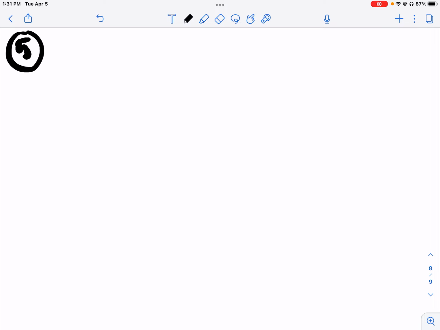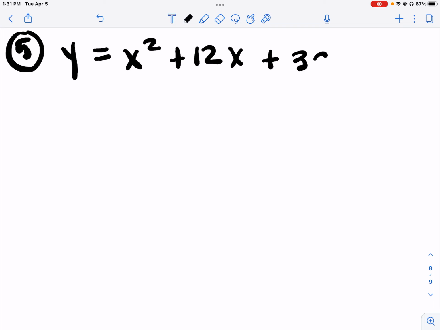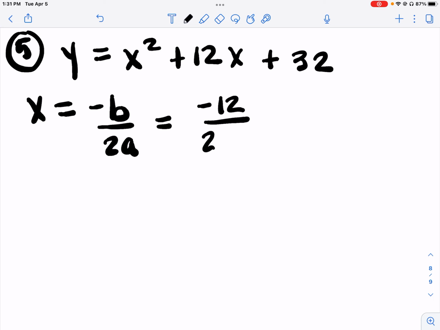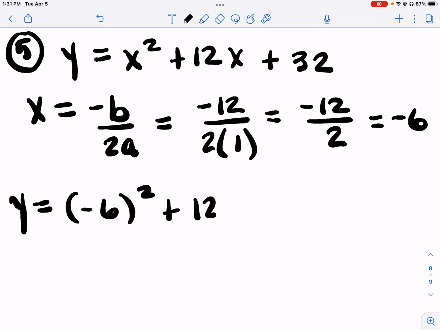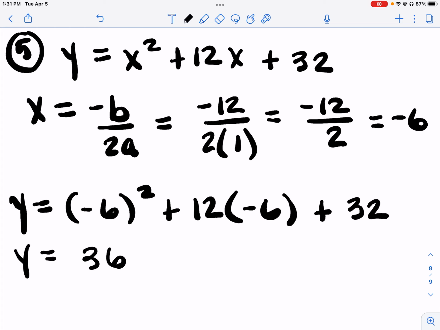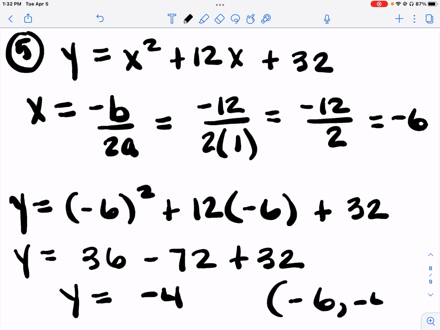Number 5, graph a parabola. Okay, remember that f of x is the same thing as y, so that's y equals. Okay, I'm going to find the vertex. X equals -b over 2a. B is 12, so this is -12. A is the understood 1 in front of the x squared. So I get -12 over 2 is -6. Now I need to find y. Plug in x. -6 squared, 12 times -6. Okay, and that comes out to -4. So the vertex is -6, -4.